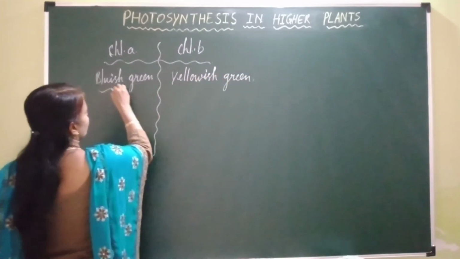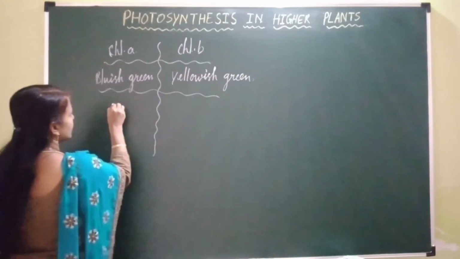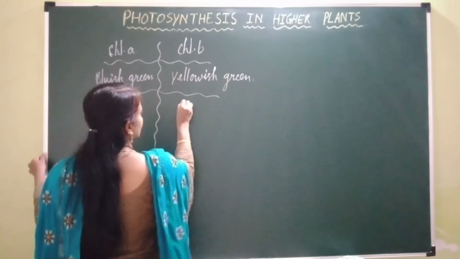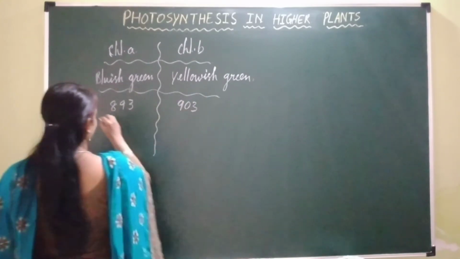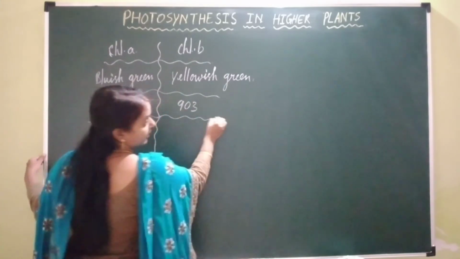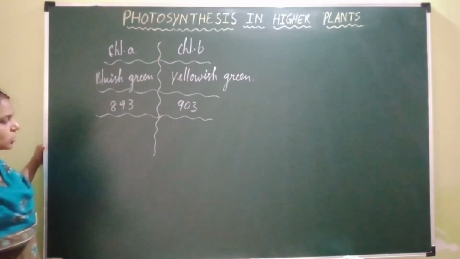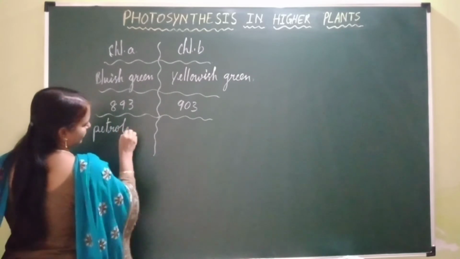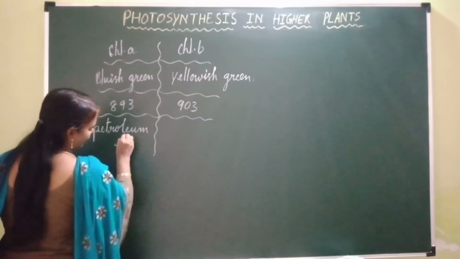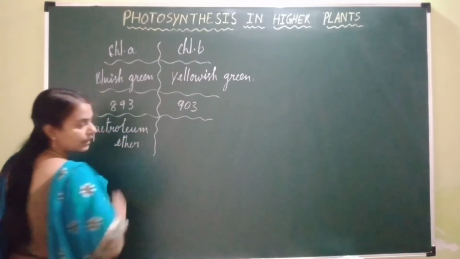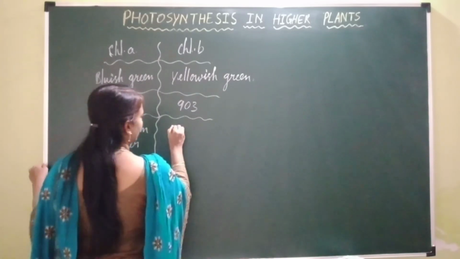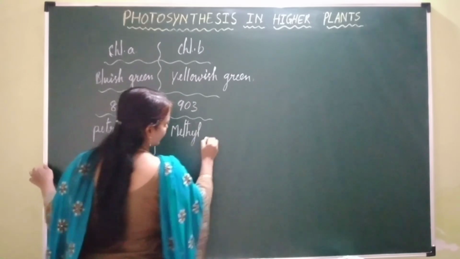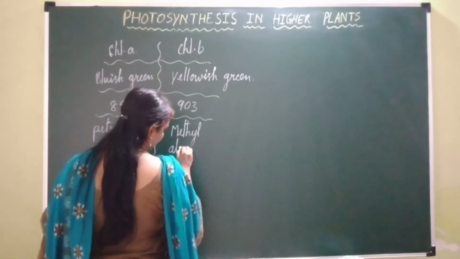The molecular weight of chlorophyll A is 893 daltons, whereas the molecular weight of chlorophyll B is 903 daltons. Next, coming to solubility. Chlorophyll A is soluble in petroleum ether, whereas chlorophyll B is soluble in methyl alcohol.